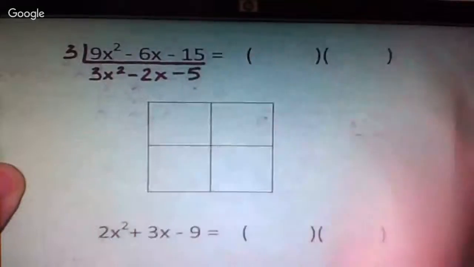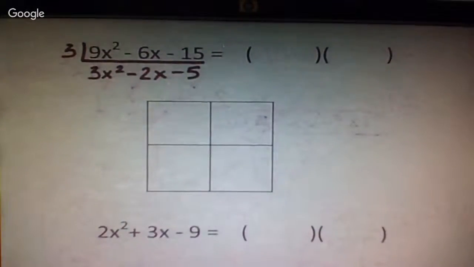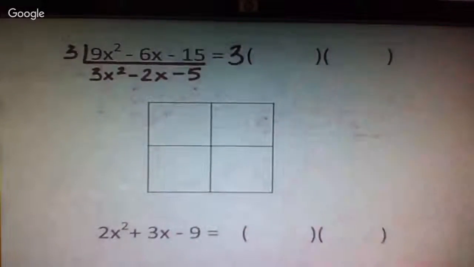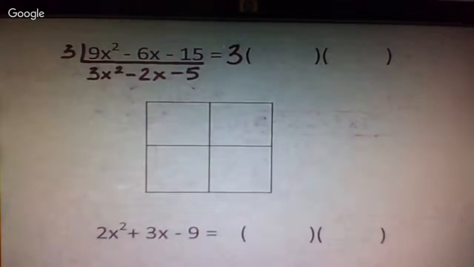Okay, so when I divide by 3, I've got 3x squared minus 2x minus 5. Is there anything else that the 3 terms share in common that I can divide out? No. Again, don't forget, 3 is part of your answer, so put it there so you don't forget. That's the most common thing that I see: you remember to take out your GCF, and then you don't remember to put it with your answer. If it's not with your answer, it's wrong.